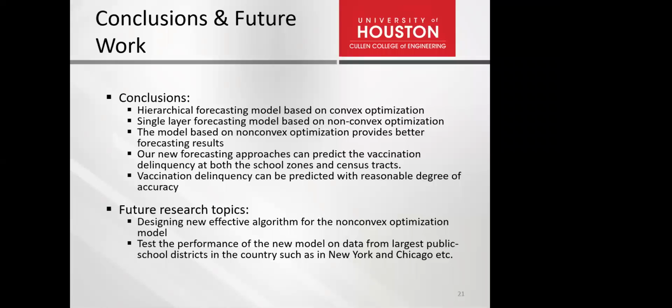Since our data set right now is the Houston Independent School District, the data set is not very large, so we were able to solve it using our alternating search algorithm. But for a large school district such as New York or Chicago, we're going to need a more effective algorithm that can minimize the time for solving this model. Secondly, we'd like to test the performance of this new model by getting large public school data sets in the country, such as New York and Chicago.